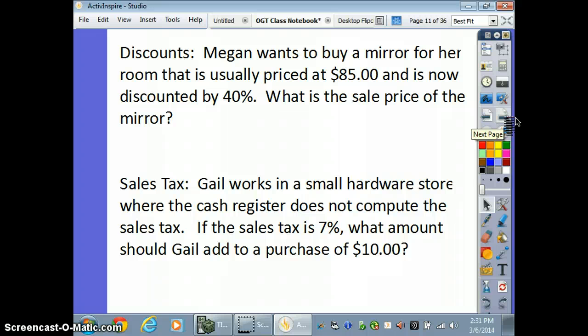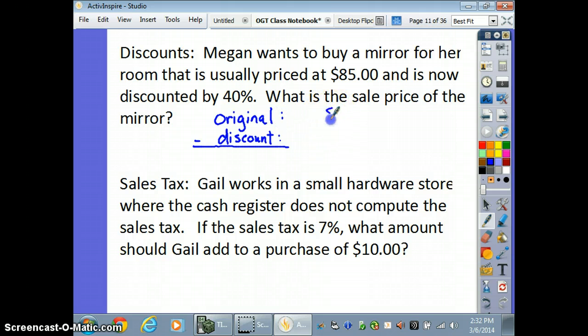All right, some discounts. There will be one like this on the test. Megan wants to buy a mirror for her room that is usually priced at $85 and is now discounted by 40%. What is the sale price of the mirror? What we're going to do is we want to have the original price, and then we want to subtract the discount. Original price, $85.